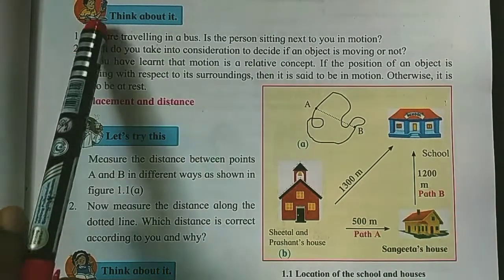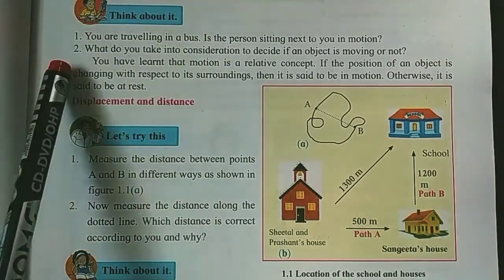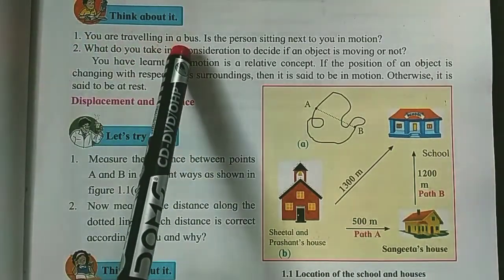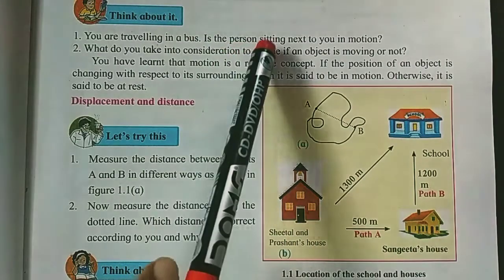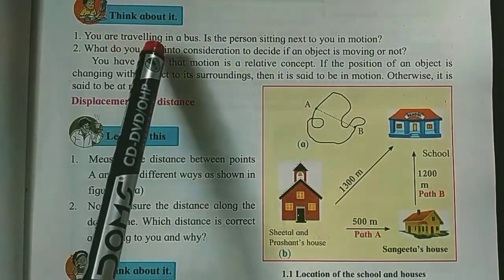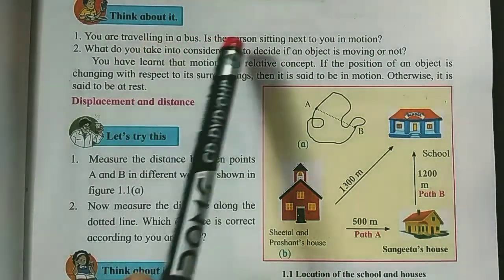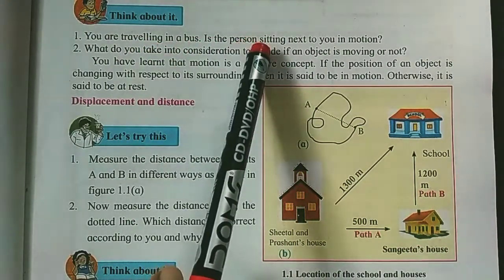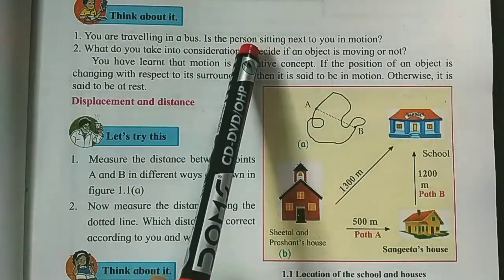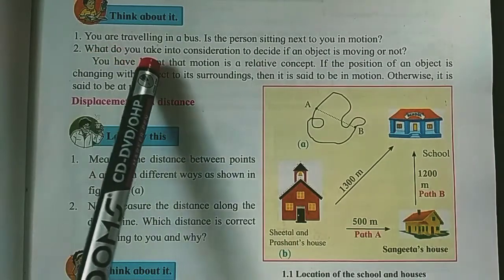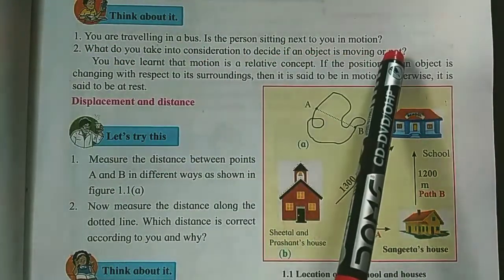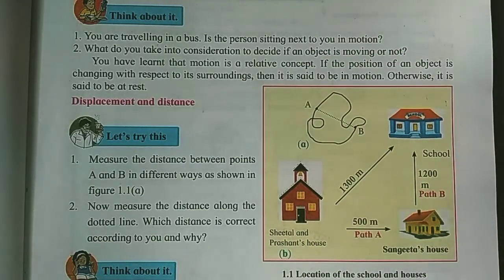So see here, think about it. We have got two questions. Let us see what they are. You are traveling in a bus. Is the person sitting next to you in motion? You are in a bus and the bus is moving, and there you are sitting, and nearby you one person is there. The question is, is he in motion also? Now see, what do you take into consideration to decide if an object is moving or not? How do we decide that an object is moving or not?